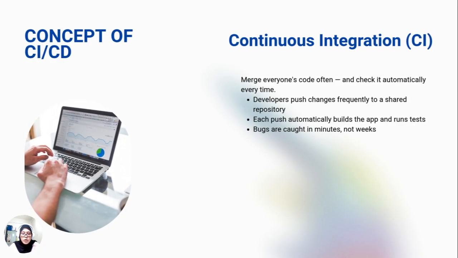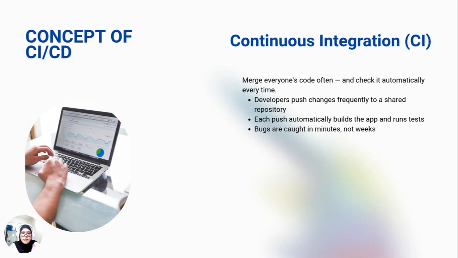So CI stands for continuous integration. In a team, several developers work on the same code base at the same time, and without a clear process, combining everyone's work becomes messy and full of conflicts. So continuous integration solves this by having every developer push their changes frequently to a shared repository. Each time code is pushed, an automated process kicks in, builds the application and runs tests automatically to make sure that the new code works and doesn't break anything that already exists. So instead of discovering problems weeks later, the team catches them within minutes of every change.